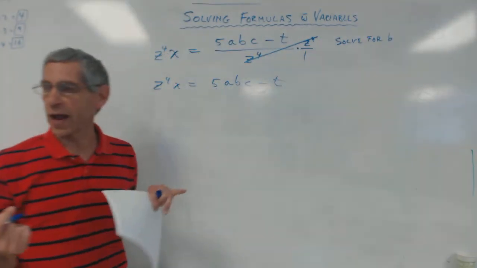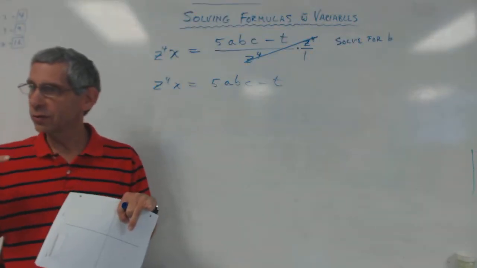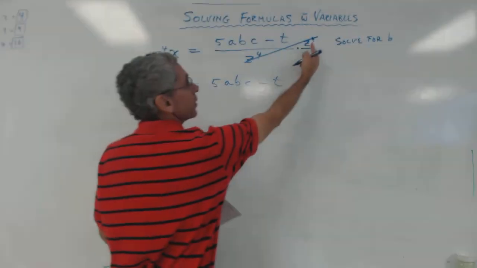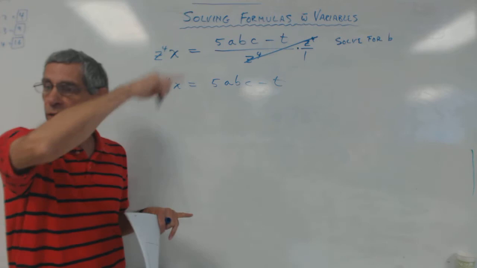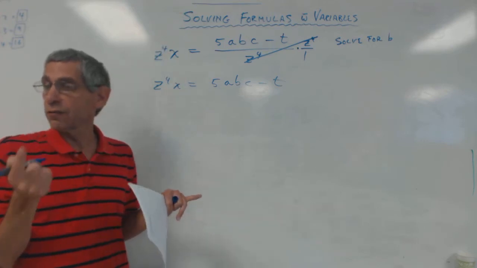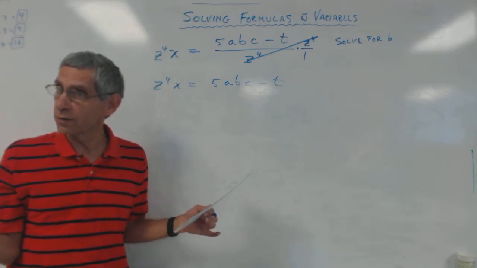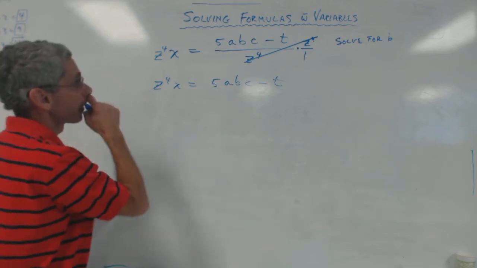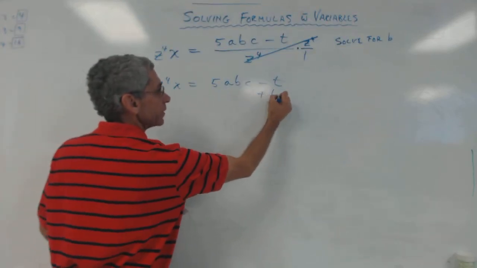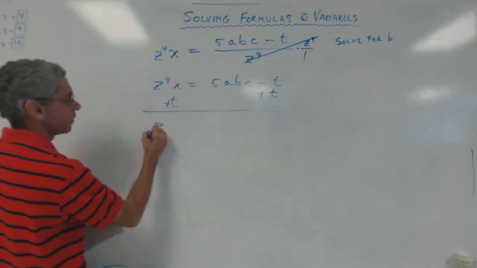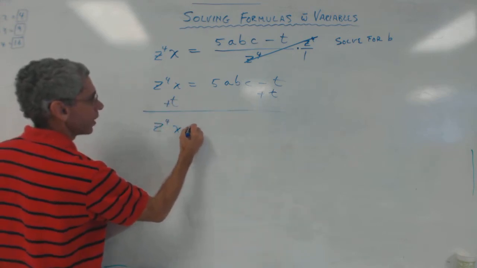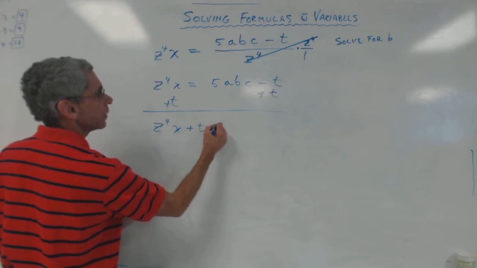Remember with fractions you can cross reduce? That's what I'm doing. I have a z to the fourth upstairs and a z to the fourth downstairs. They cross out, because z to the fourth over z to the fourth is 1. Do you add the t? Yes, let's add the t. It's tea time. So suddenly I have z to the fourth x plus t equals 5abc.